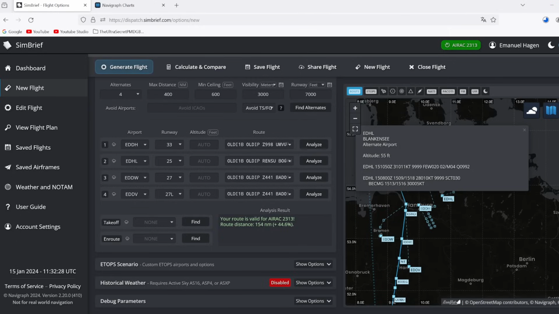With all of that, you should be able to make much more realistic flight plans using your Simbrief dispatch.